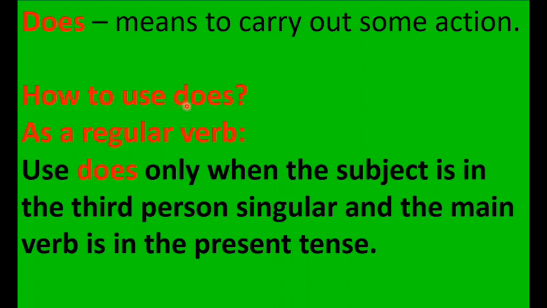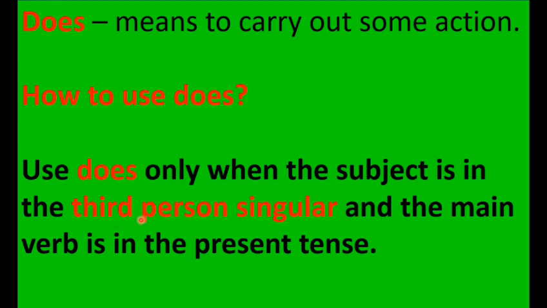Now, how to use does as a regular verb? Use does only when the subject is in the third person singular and the main verb is in the present tense. Now remember, we have three kinds of persons in English grammar: first person, second person, and third person. And that is also with singular and plural. Now in this case, we can use does only in the third person singular and also only in the present tense.